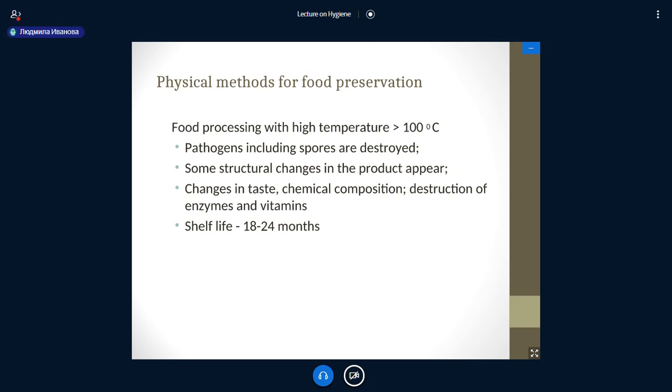Food processing with high temperature, more than 100 degrees. In this situation, pathogens, including spores, are destroyed, whereas in pasteurization spores are not destroyed. Some structural changes in the product appear: changes in taste and chemical composition, destruction of enzymes and vitamins. Shelf life can be between 18 and 24 months.